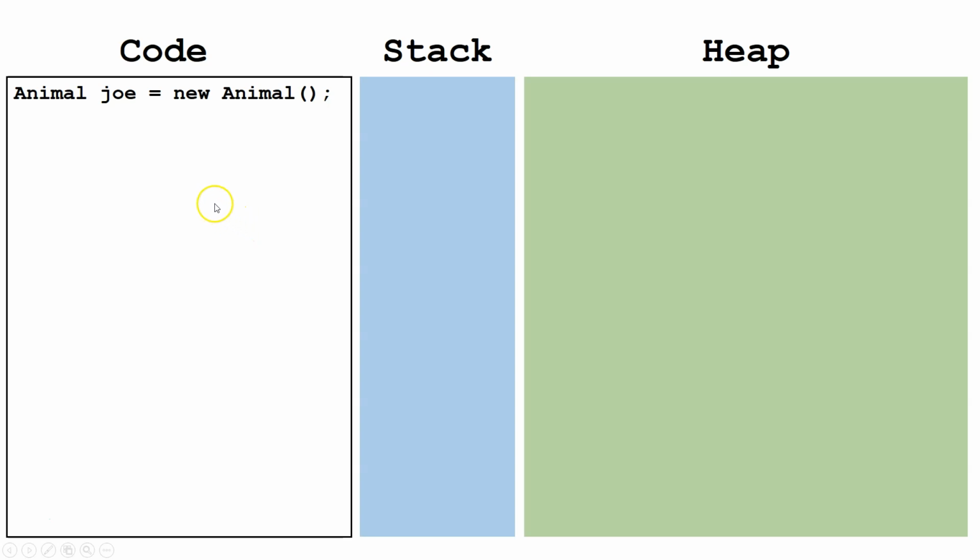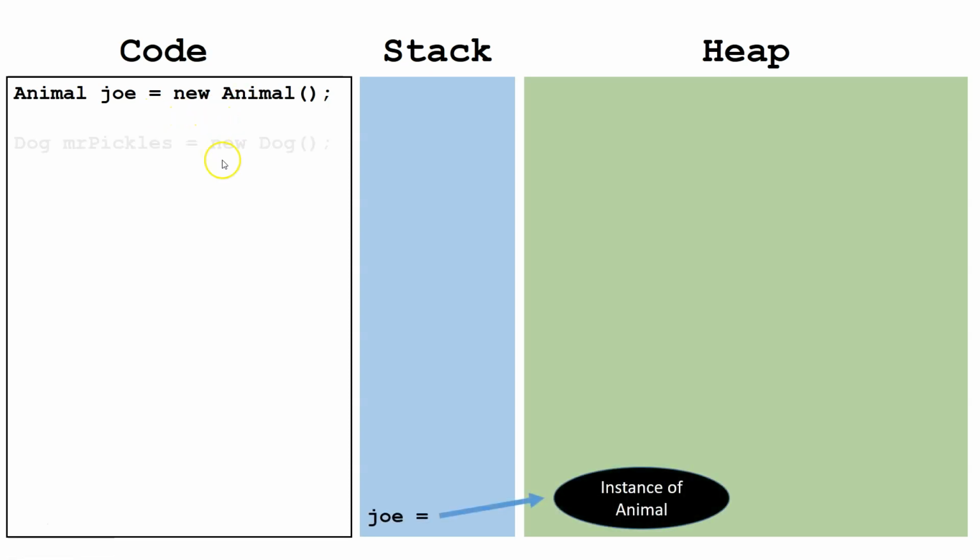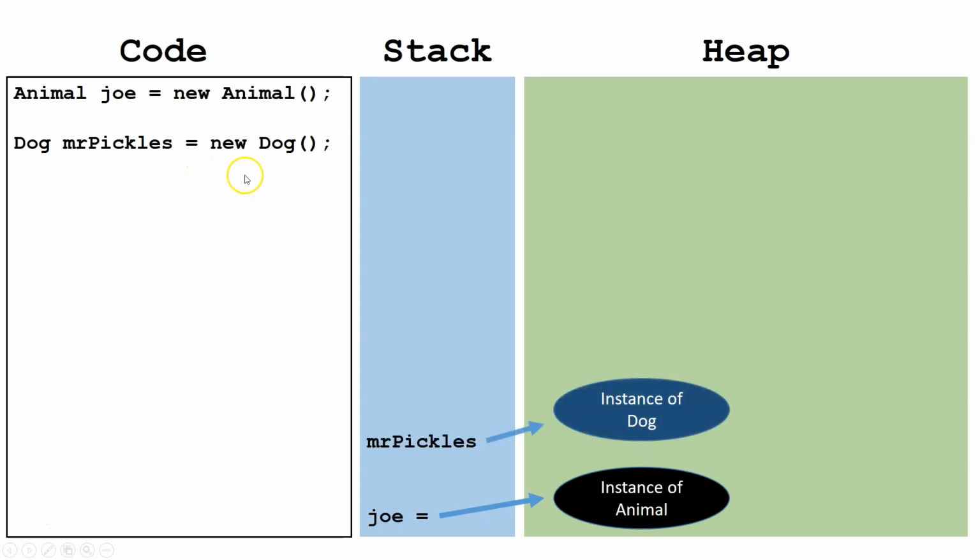Let's write some more code. Here's an example. We have Animal joe equals new Animal. Next, we are creating a Dog reference variable called mrPickles and setting it equal to a new Dog object. joe is a reference variable of type Animal, and it points to an object of type Animal. mrPickles is a reference variable of type Dog, and it points to an object of type Dog.